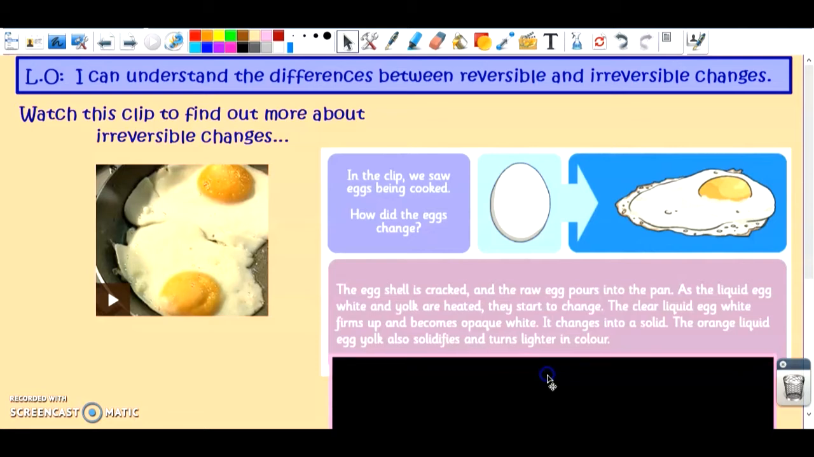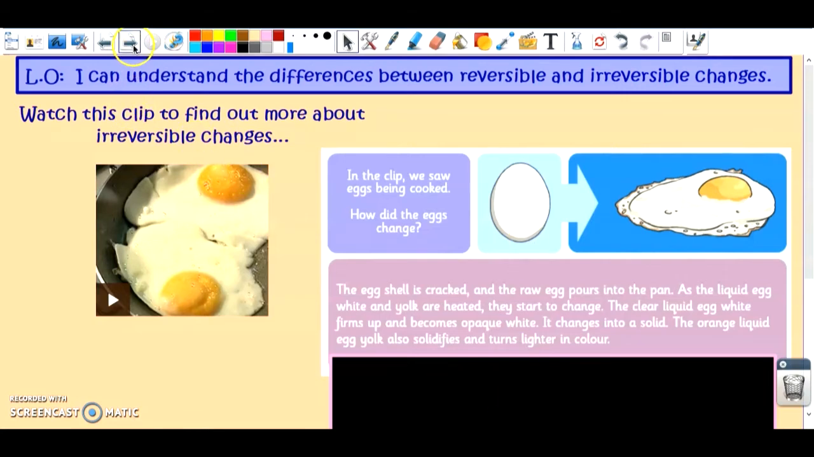So you see that the eggshell is cracked and the raw egg pours into the pan. As liquid egg white and yolk are heated, they start to change. The clear liquid egg white firms up and becomes opaque white. Do you remember opaque? It means you can't see through it. It changes into a solid, and the orange liquid egg yolk also solidifies and it turns lighter in colour.